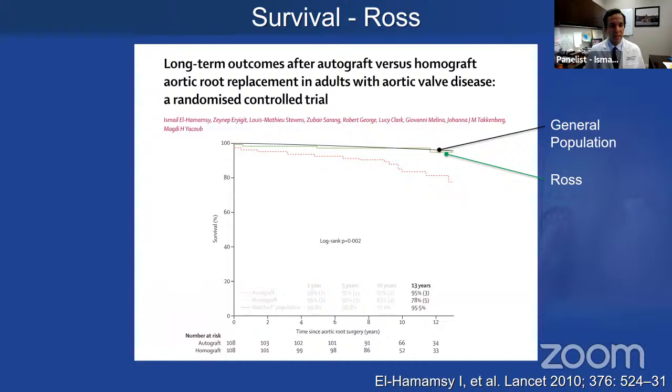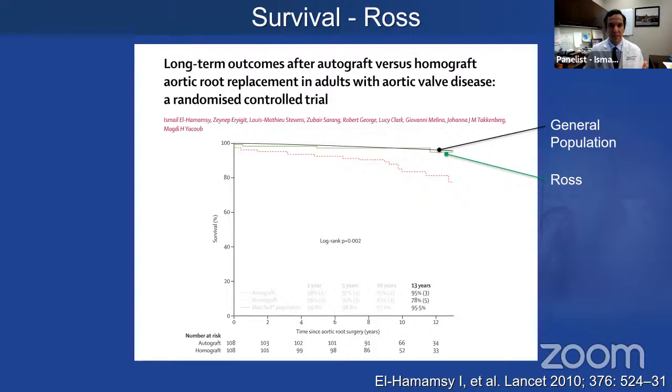And yet, when we analyzed the long-term outcomes of these patients, looking at 13-year survival in the Ross group in green, it was exactly identical to the UK sex and age-matched general population, as you can see here in the black curve. Whereas patients undergoing homograft root replacement had a significantly lower survival at 13 years, just like we saw with biological valves or with mechanical valves.